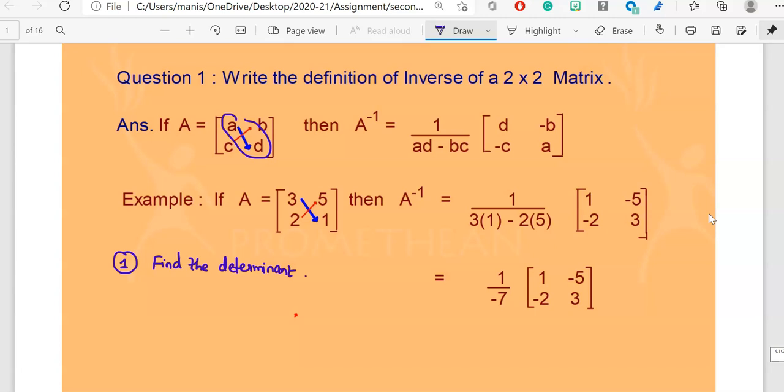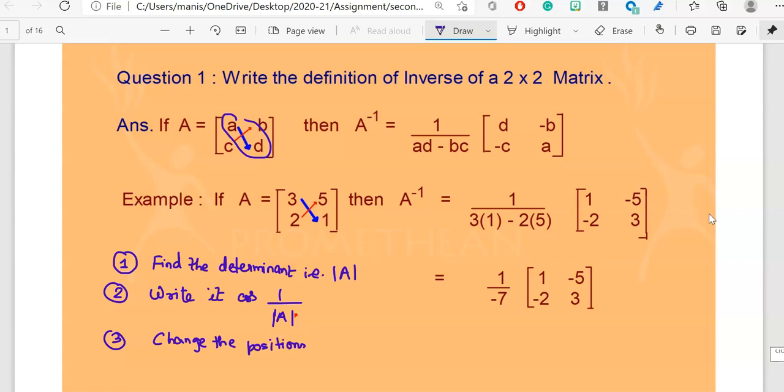This is your determinant. Step number 2, you write it as a fraction, as 1 over the determinant. Let's take an example. I gave the matrix name A, so this will be the determinant of A. You write it like this. Step number 3, you will change the position of A and D. You change the position of the elements which are at A and D.